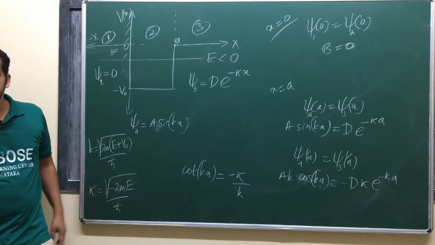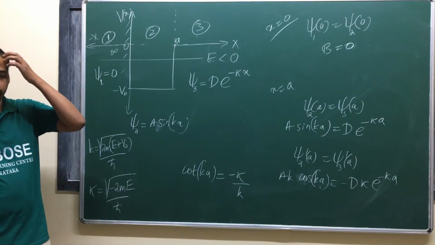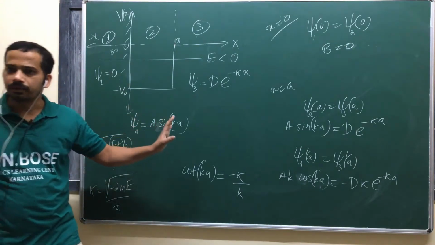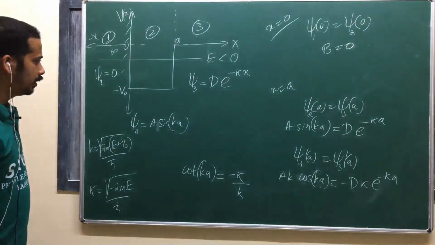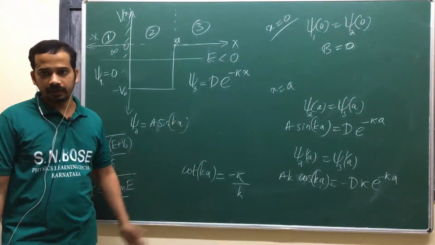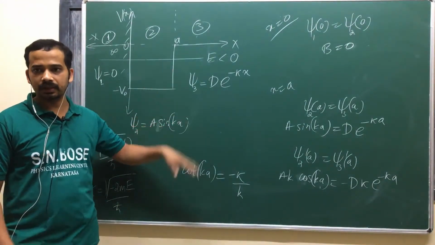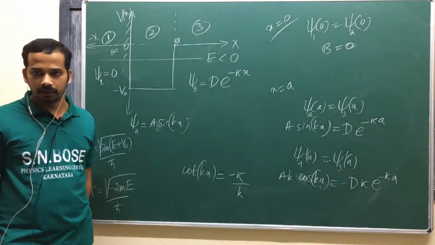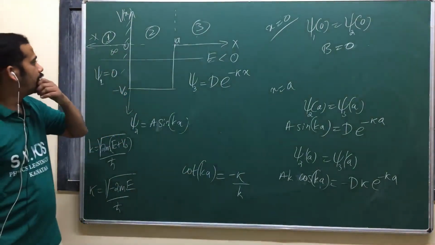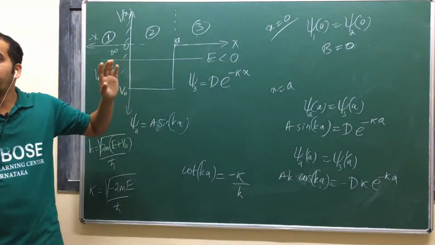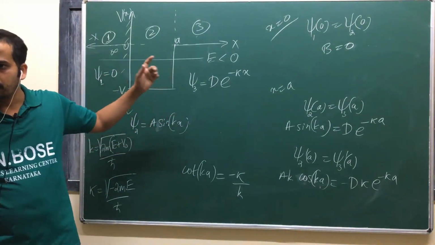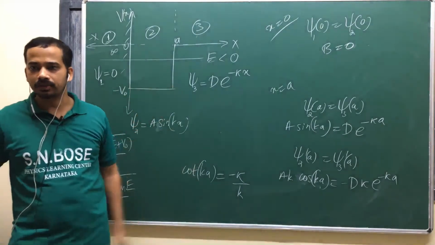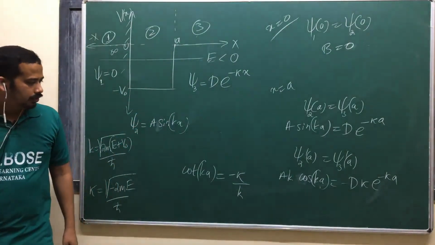So this is a 5-mark question, not so lengthy, not so difficult. But you should know how to solve this kind of problem, the finite square well. This was a part of a question in the last GATE exam. You needed this one to analyze that question.